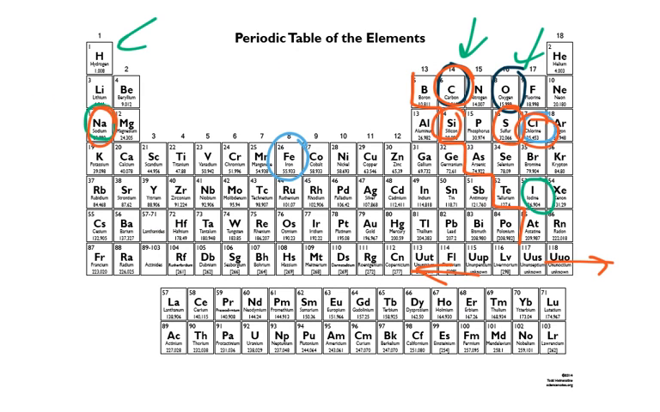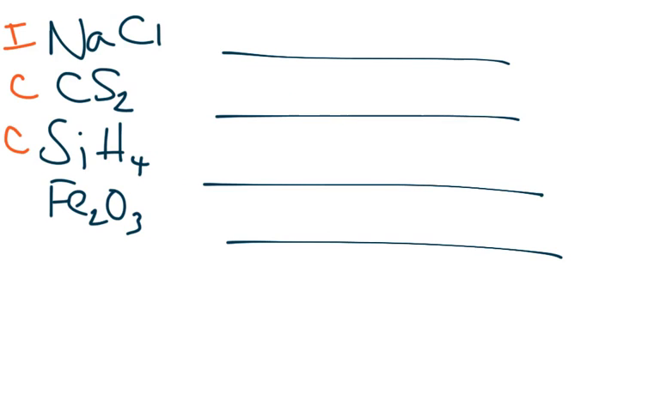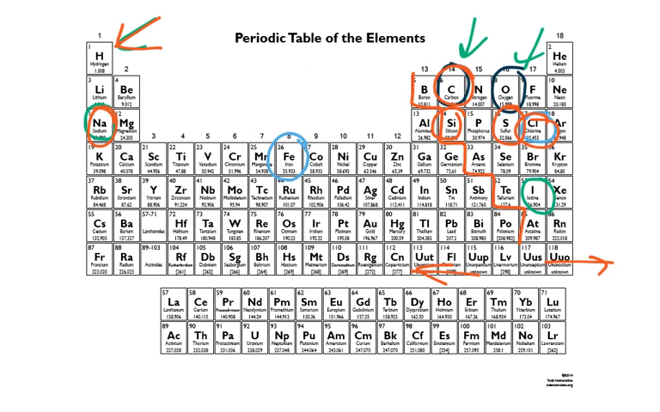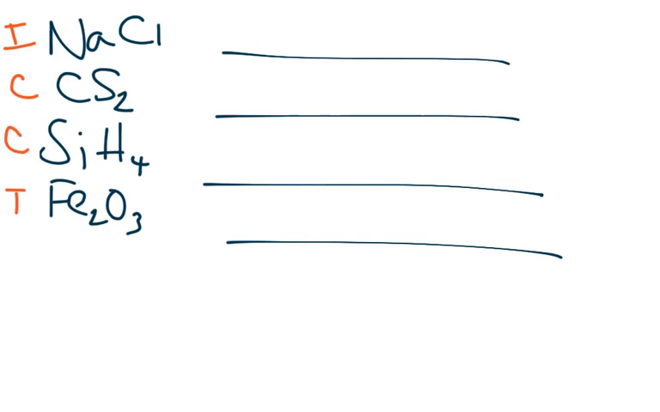SiH4. Silicon's over here, hydrogen's up there. Hydrogen is not a metal, that's covalent. And then Fe2O3, there's my Fe, there's my O, that's ionic. Okay, that's the first thing I'm going to do. I haven't even written anything in the blank yet. It's going to help you from getting confused.